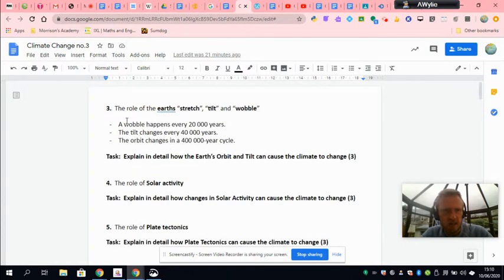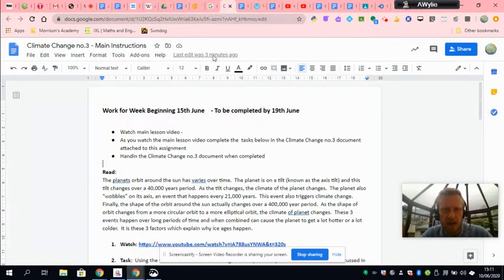It starts off with number 3, the role of the Earth: stretch, tilt, and wobble. That's a continuation of assignment number 2, which you did last week, which was looking at ocean currents, and number 1 was volcanic activity. So we're just continuing with that idea at the start of today's lesson. Okay, so let's have a little look at what you're being asked to do this week.